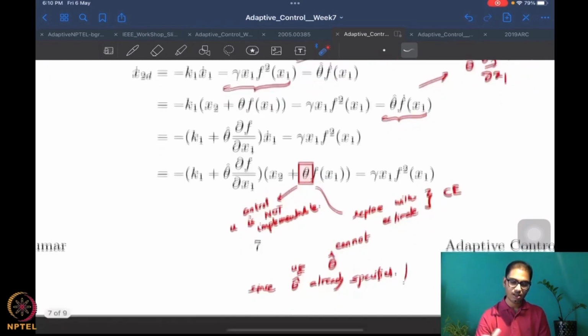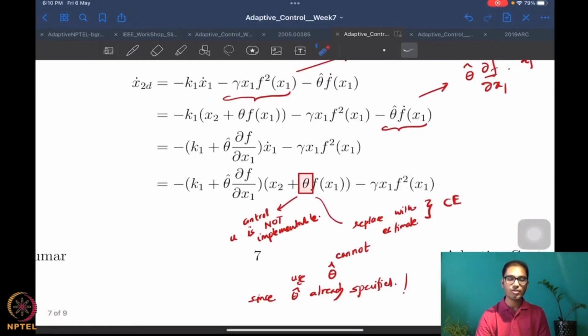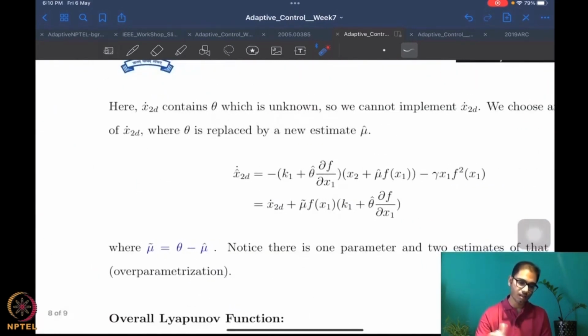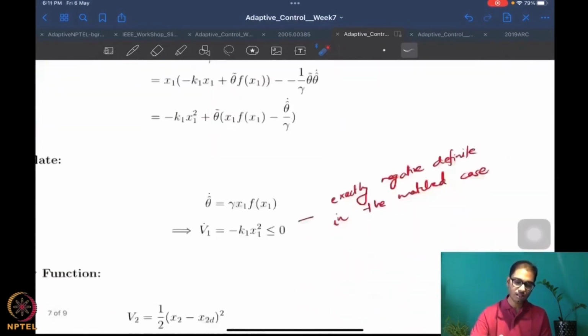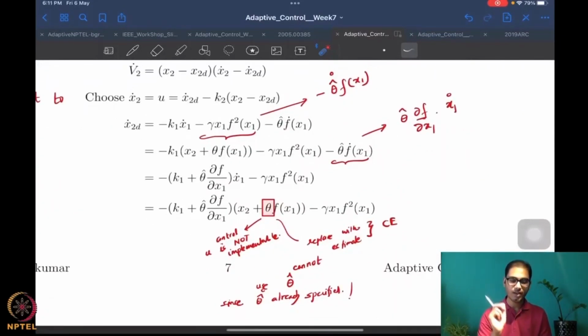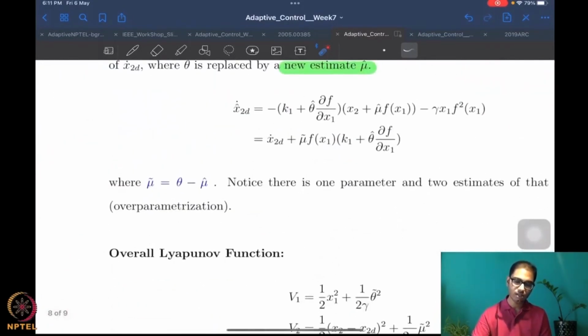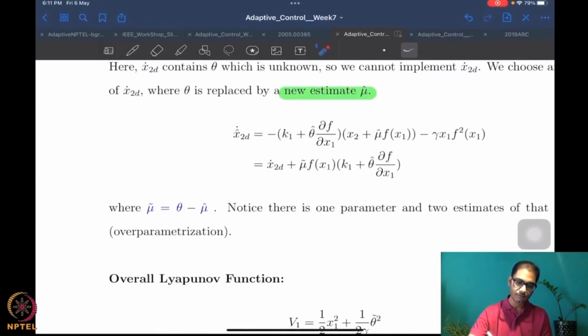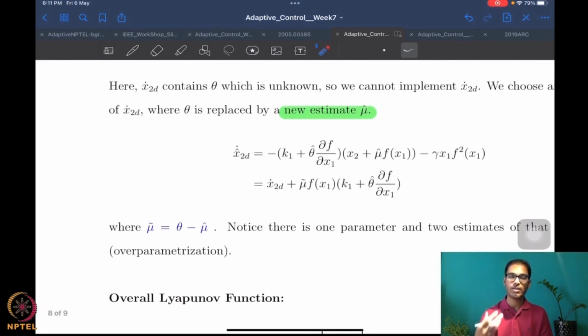And therefore, we need to introduce a new estimate, mu hat. So for the same quantity, we have a new estimate, and that's what we do. This mu hat is what replaces theta, and we of course construct an appropriate Lyapunov function. We will look at the Lyapunov function construction and the subsequent analysis in the upcoming session.